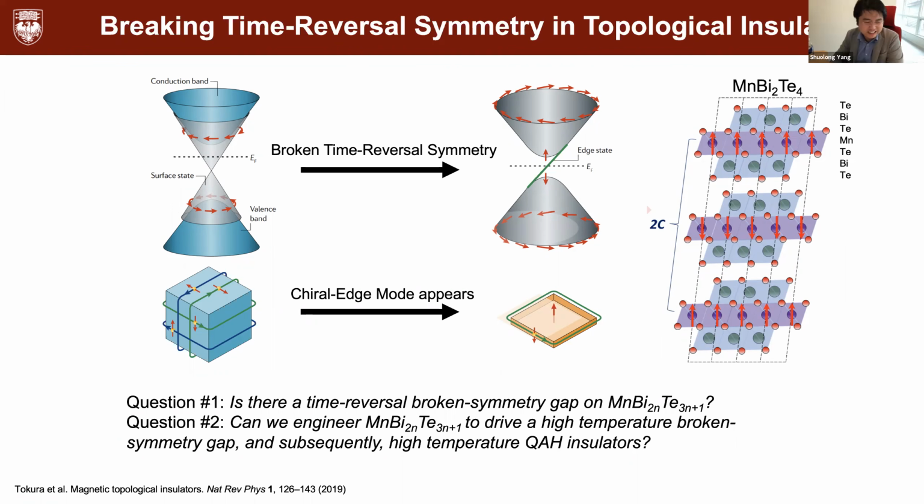Okay, so Professor Chang's work actually demonstrated that you can indeed induce non-trivial topological state by magnetically doping bismuth telluride. And here we're trying to induce an intrinsic symmetry breaking by having a magnetic manganese layer in the bismuth telluride. So this is the manganese bismuth telluride. There are still 2 outstanding questions in the field. Is there really a time reversal symmetry gap in manganese bismuth telluride? And can we actually engineer this series of materials to drive a high temperature broken symmetry gap and subsequently high temperature quantum anomalous Hall insulators?